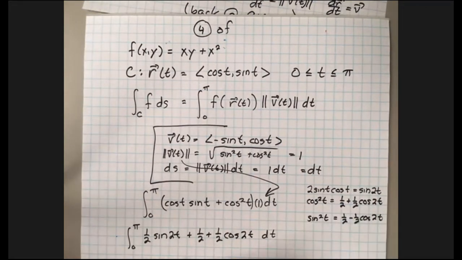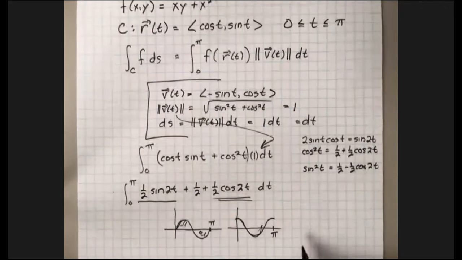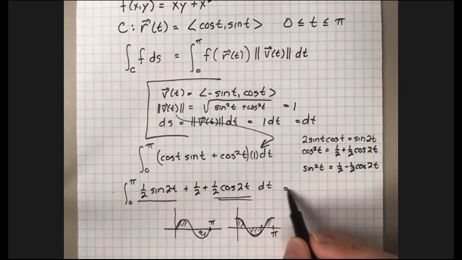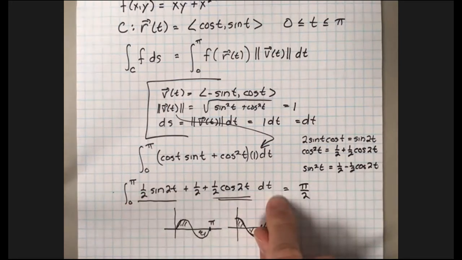with respect to t. But the reason I took care to do that is because the sine of 2t, I'm not going to draw a sine wave excellently. Sine of 2t has a period of pi. So the net area under sine 2t from 0 to pi is 0. And 1/2 of 0 is still 0. And likewise for this, the cosine of 2t, I'm not drawing very smoothly today, am I? It's also a single cosine wave that's got a period of pi. So symmetry says this is 0. So when I'm done with this, I get pi over 2, just 1/2 times the integral from 0 to pi of dt.